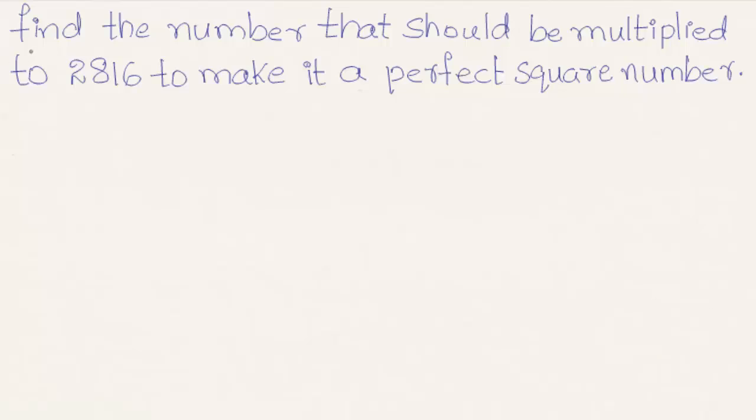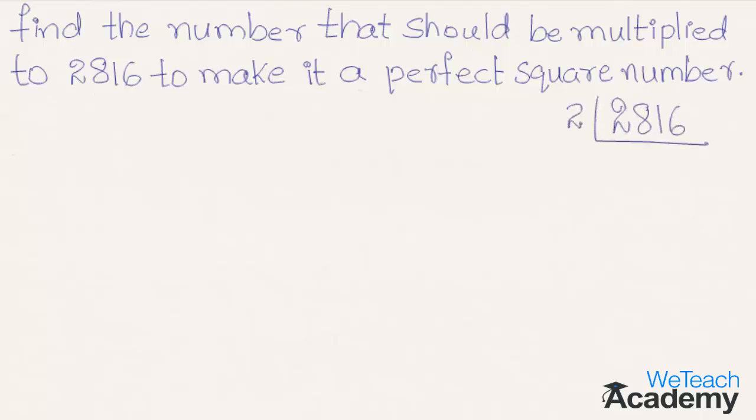Here in this presentation we are going to solve a problem. The given problem is to find the number that should be multiplied to 2816 to make it a perfect square number. So let us factorize the given number 2816.